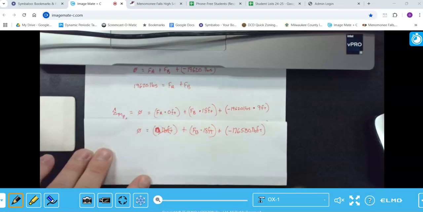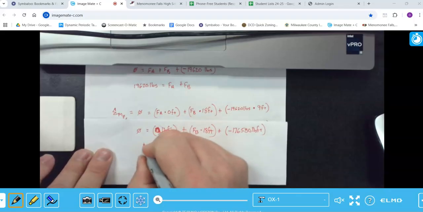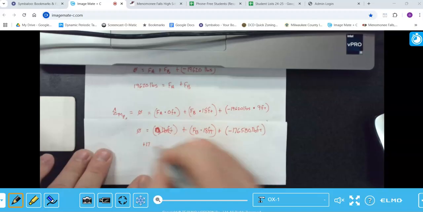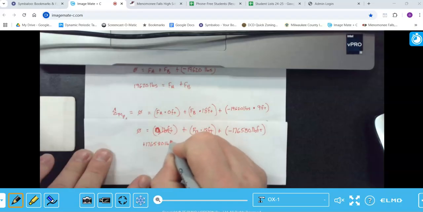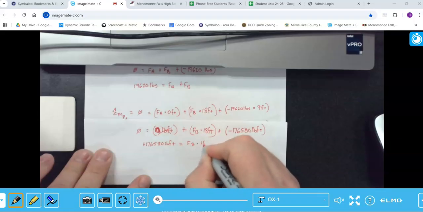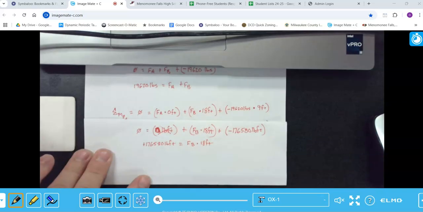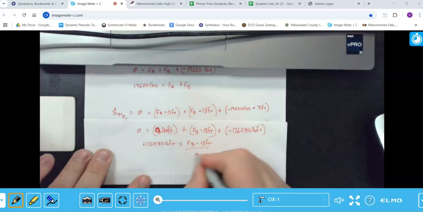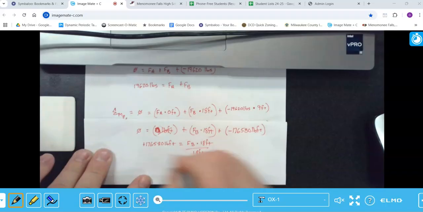So now some algebra. It will be positive at this point if I move it to the other side by adding it to both sides. So I'm adding this number to both sides. Equals force B times 18 feet. And I can continue to solve by dividing both sides by 18 feet. And when I divide by 18 feet, the feet are going to cancel.